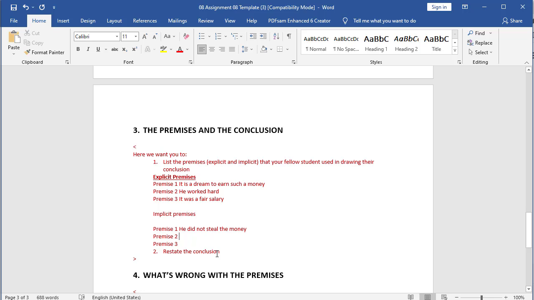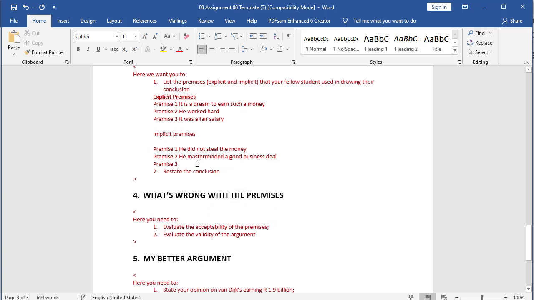Okay, what I can also get is that he masterminded a good business deal for himself. So yeah, these are the implicit and the explicit premises that I can come up with from that assignment. You can do as many as 4 or 5, as long as you can explain them and you understand what you're doing actually.